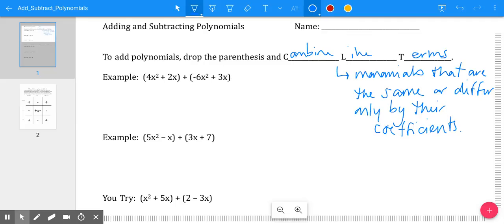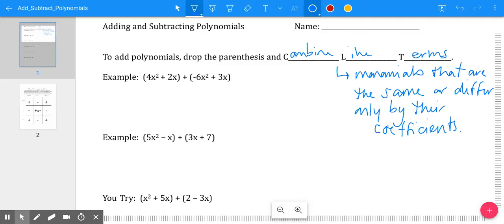And then the same thing applies if we think about variables with exponents. So if we have an x squared term, then we'd be adding or subtracting any of the other x squared terms. So again, the only thing allowed to be different is the actual number in the front, the coefficient. So let's go ahead and take a look at our first example.